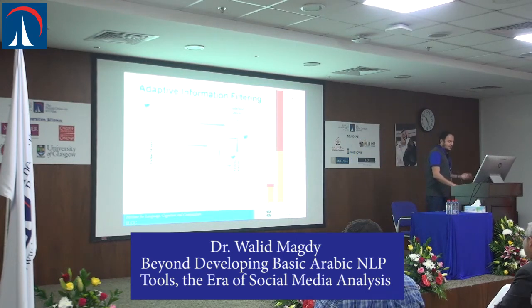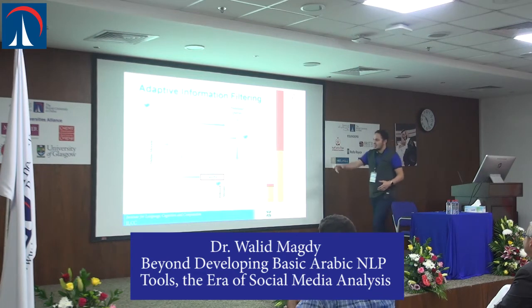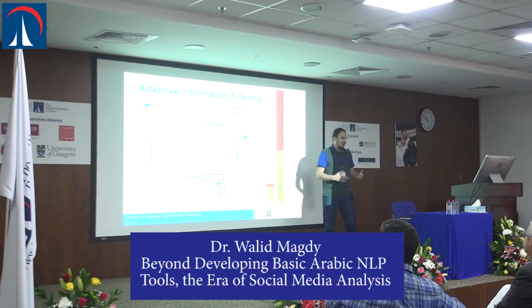So we thought, what about using machine learning in this case? What about using the tweets that we collected and think are relevant, and then selecting a random set of tweets, assuming they're irrelevant, and just using them to train a classifier? And hopefully this classifier would classify any incoming tweet as relevant or not.